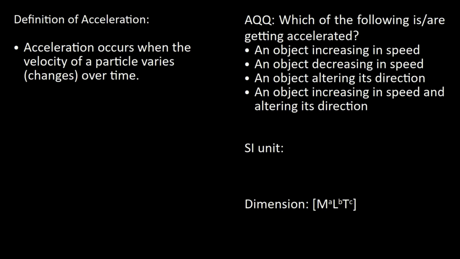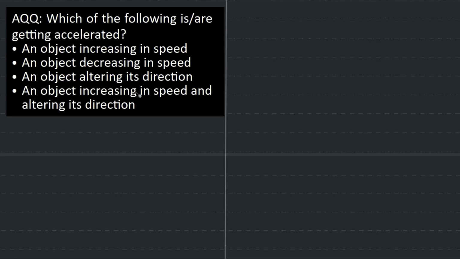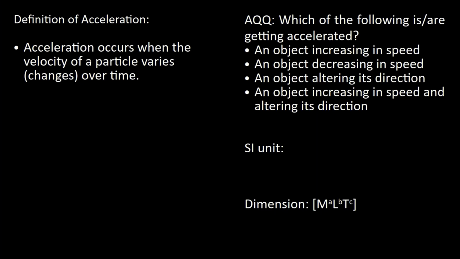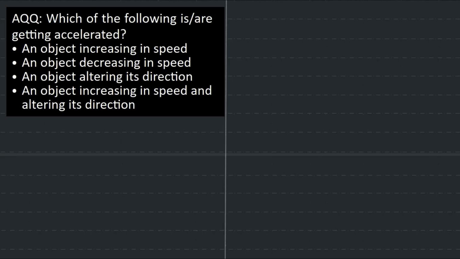Got it? Now, as a definition, acceleration occurs when the velocity of the particle changes over time. So with that as the definition, can you guys answer this particular question? So again, acceleration is what? Change in velocity. So with that in mind, can you answer this? Which of the following is or are getting accelerated? An object increasing its speed? Yes, this is acceleration. Why? There is increase in speed.